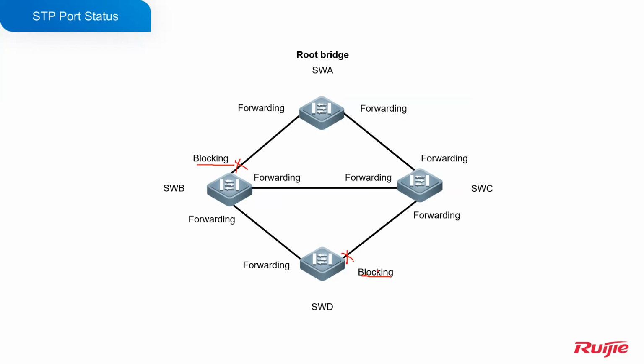And once these ports are blocked, they cannot forward data anymore. So there are no loops in the network, right? And if a fault occurs, for example, if this link is down, we will activate these two ports. So these ports will switch their states from blocking to listening, from listening to learning, from learning to forwarding. So they should wait for 15 plus 15, 30 seconds to work normally.